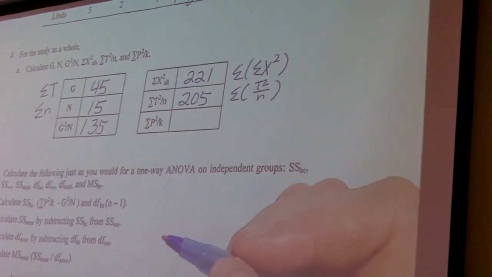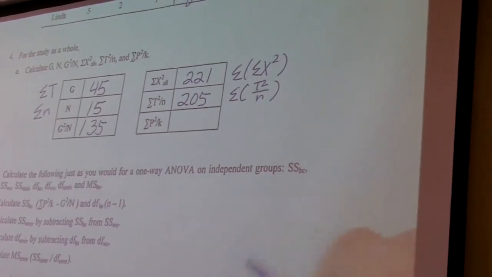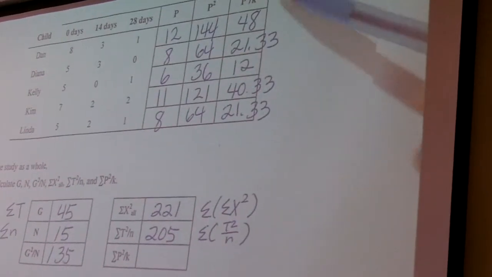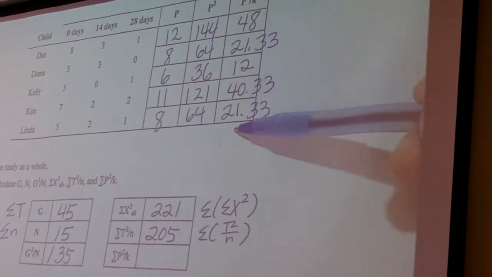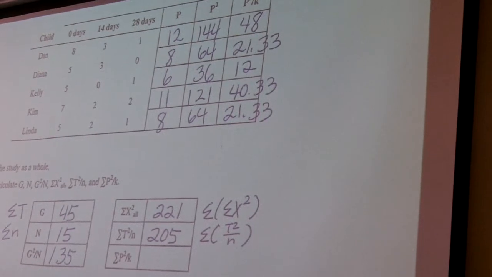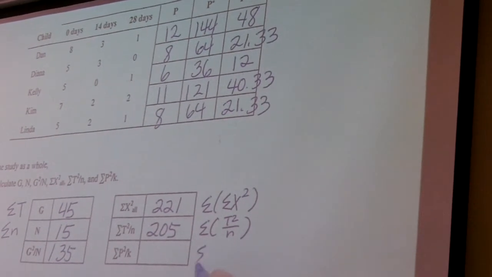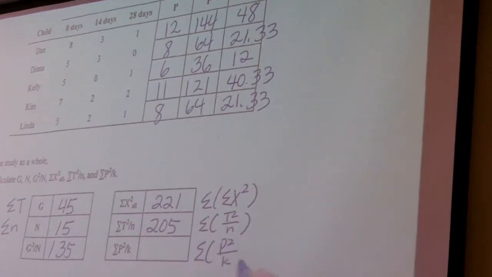And now, surprise, surprise, you couldn't have expected this. We're now going to add up all the p squared over k's. So you're going to go up here, and add these up. Add up those 5 scores for me. The sum of p squared over k.